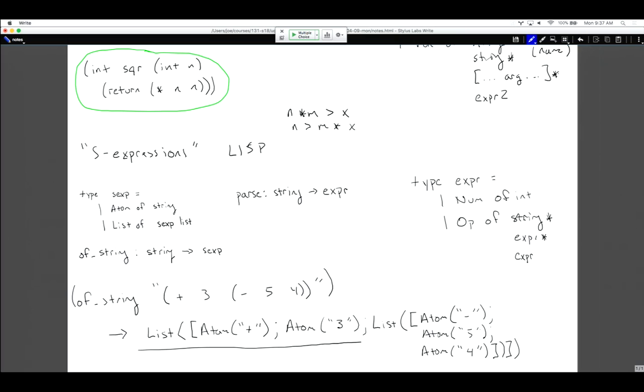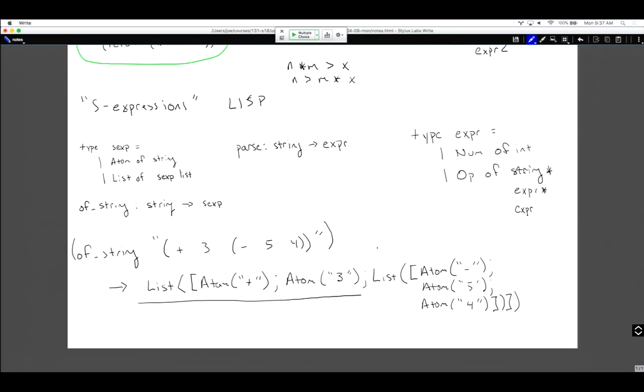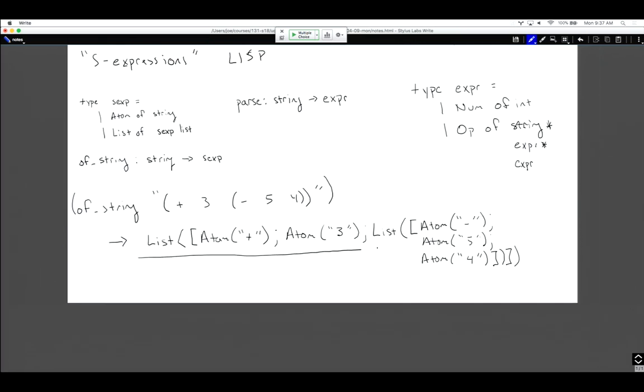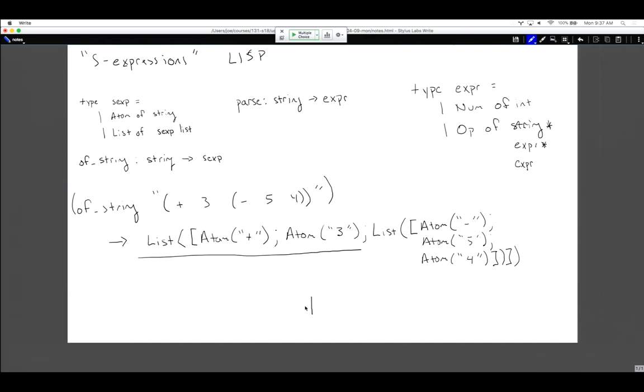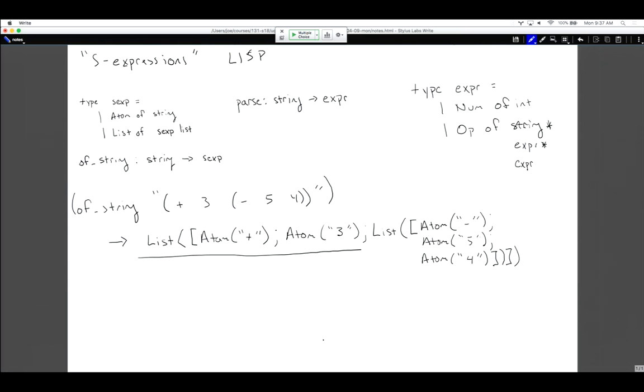Parse for us in this class is really going to be these two steps, right? We're going to need to first use ofstring to get from the input string to an S expression. And then we're going to need to write a function that parses the S expression. And that's going to take an S expression, one of these things we just talked about, and produces an expression in the language that we are working on to compile, right? Because we'll have this useful data type expr.